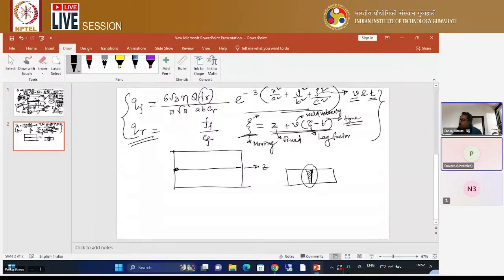But for conventional purposes, SMAW, submerged arc welding, then TIG welding, MIG welding, this double ellipsoidal heat source model is very popular. This you should keep in mind.